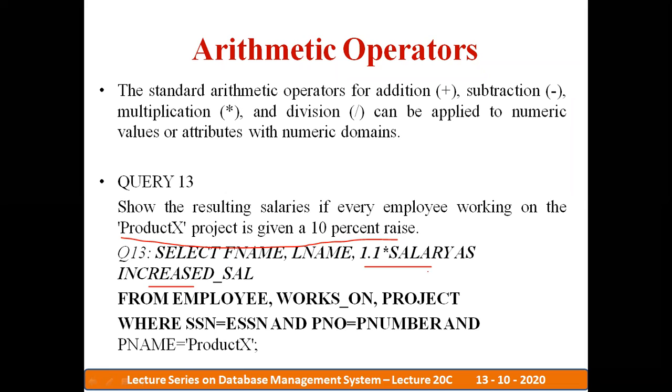Okay, understood. Next, from which tables am I taking? I'm taking from the tables called Employee, Works_On, and Project. Totally three tables are there, so obviously two joins are required. I will combine the Employee table and the Works_On table, then combine the Works_On table with the Project table. I also need to check that the project name should be ProductX. Then only am I going to give the 10% increased salary.